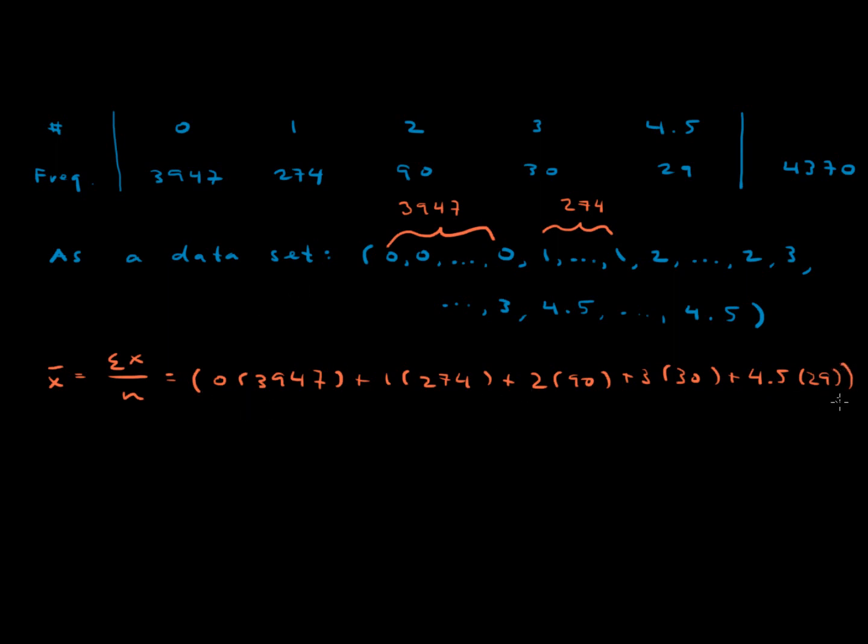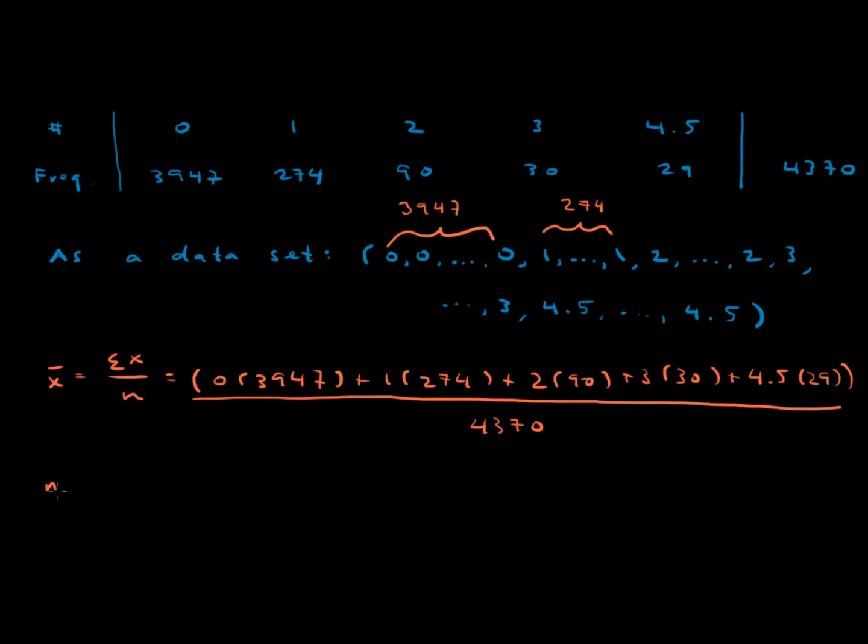And then this expression is going to be over n, so we still have to divide by n. So 4370 in the bottom here. This will give us the mean. Essentially just multiplying the numbers that are next to each other, adding all those products together, and then dividing by 4370, or whatever your total is.